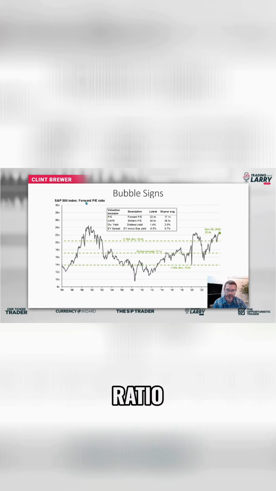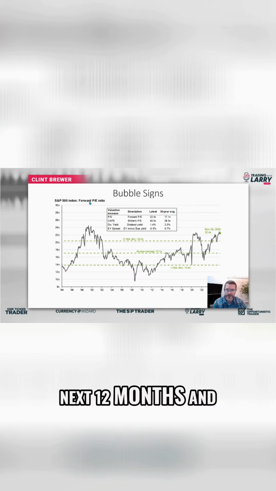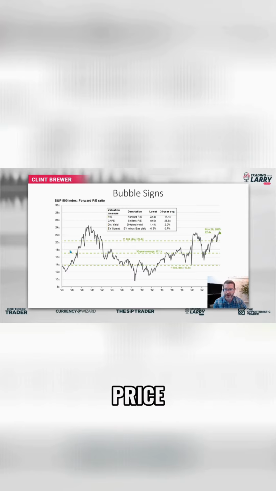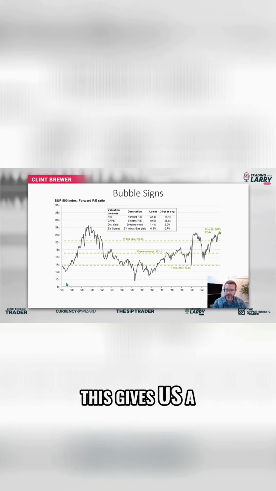So forward PE ratio means this is taking expected earnings over the next 12 months and comparing them to the current level of price. That's what this grayish line on here is plotting. Now, this gives us a little bit of history. This goes back to 1994. And so you can see how this line has evolved over time and where we are currently.